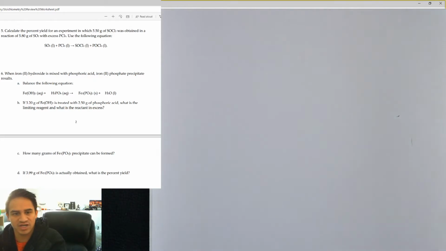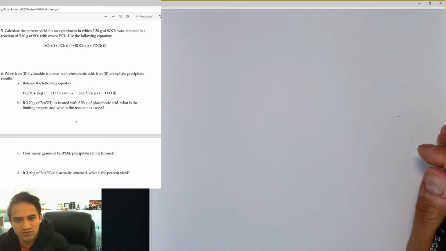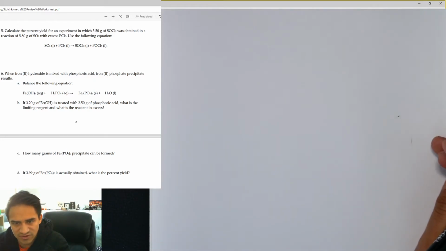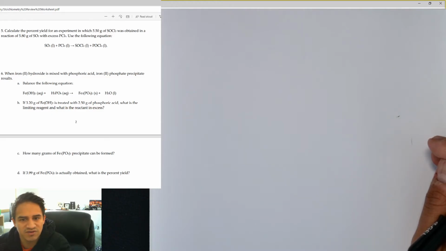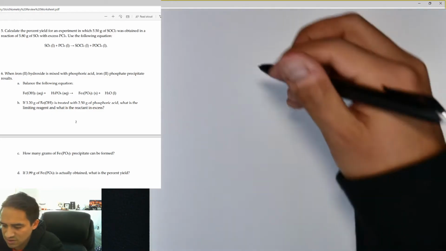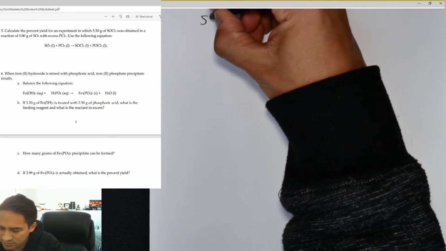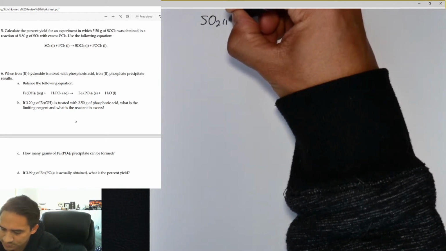All right, number 5. Calculate the percent yield for an experiment in which 5.50 grams of SOCl2 was obtained in a reaction of 5.80 grams of SO2 with excess PCl5. Use the following equation. All right, so let's write the equation out just so we have it on our paper.